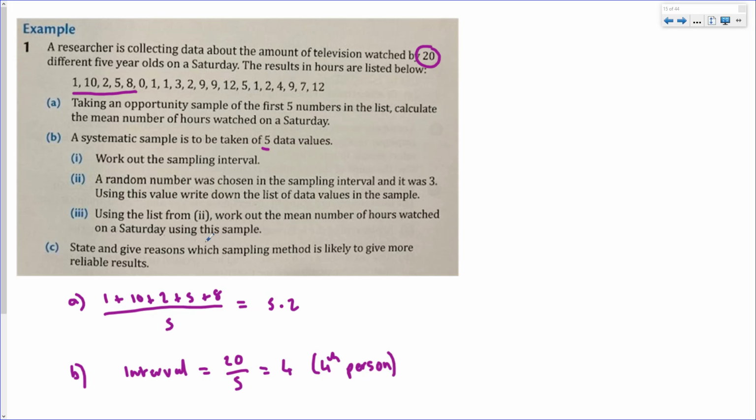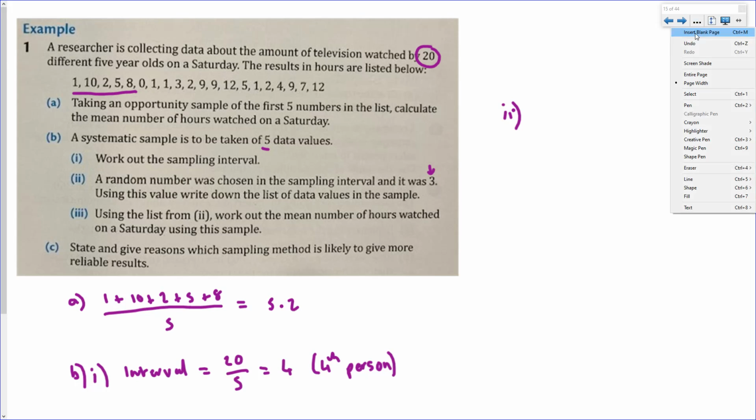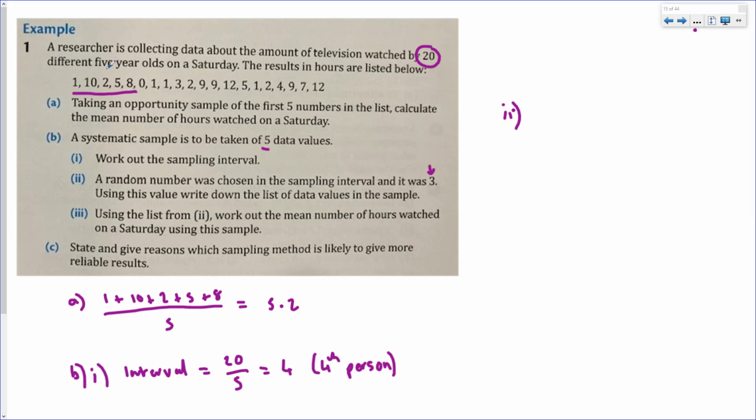Okay, but with a systematic sample, we need a starting position, which must be done at random. So that's part 1 here. Part 2 is asking us, a random number was chosen in the sampling interval and it was 3. So we need here now to find the 3rd person. So if I find here, there's your 3rd person.